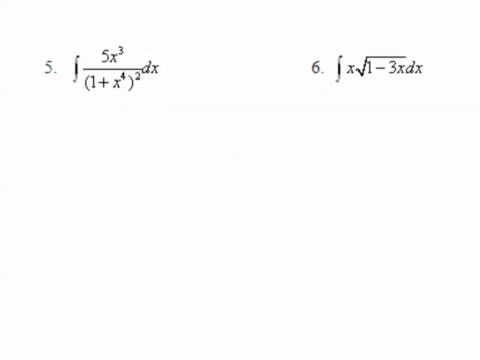Here's another scenario where we have a grouping, and it looks a little bit different than the other ones. This time, notice what's in the parentheses happens to be part of what's in the denominator. So our u will be that part. Why don't you pause the video here, give it a shot, come back, and see if you've done it correctly.